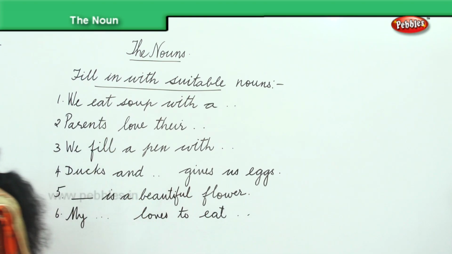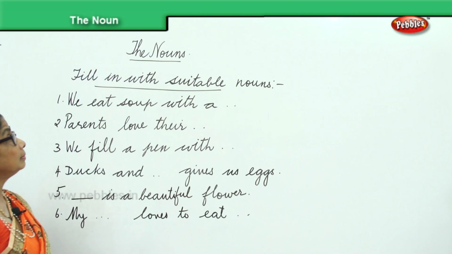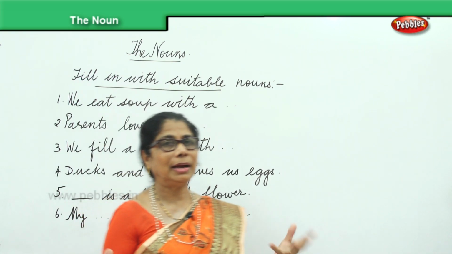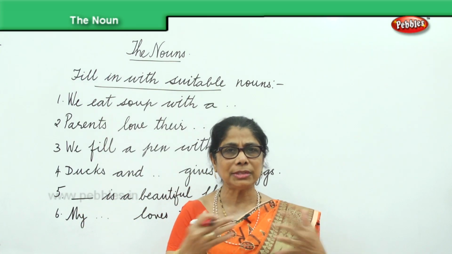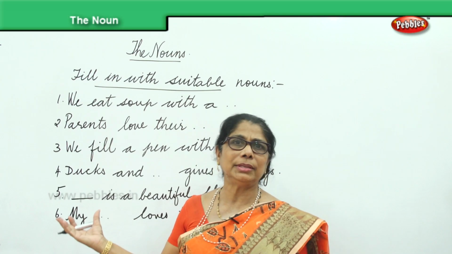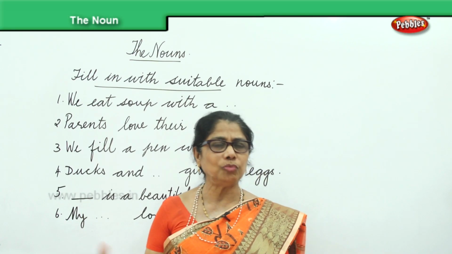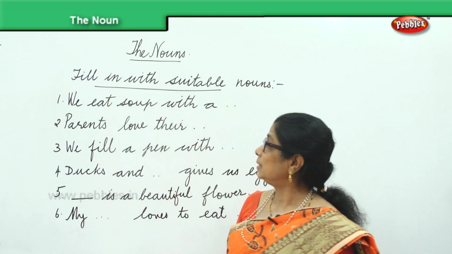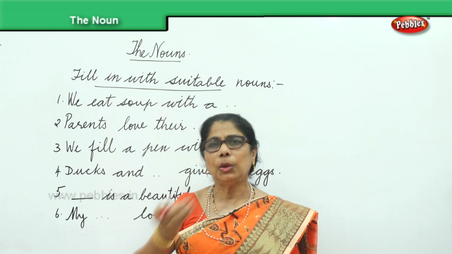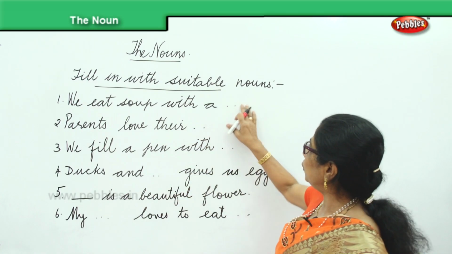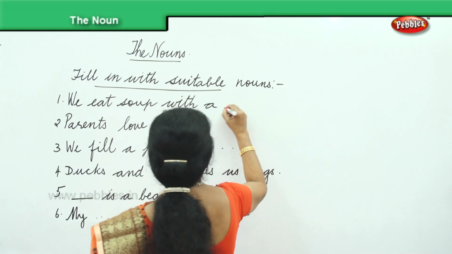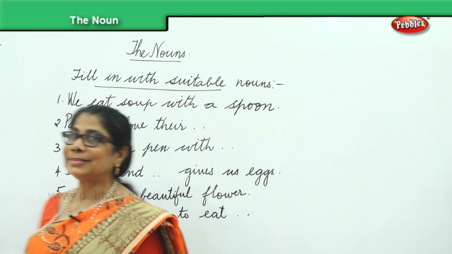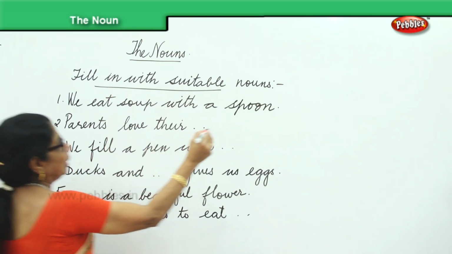Now, it's very interesting. First of all, we are going to fill in with suitable noun, any noun. After we do that, we can also circle out or underline other nouns in the sentences. Now, generally, we are talking about just nouns. The first is, we eat soup. We can also drink. We eat soup with what? With your hand? No. With a spoon. A spoon is a noun. Spoon is a noun. Okay?